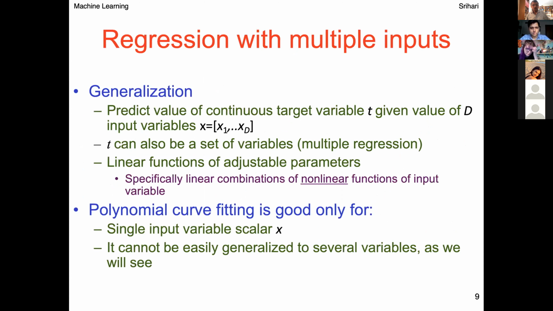So we are now looking to do a regression with not just one input, like in the polynomial regression, but with multiple inputs. We want to predict the continuous value of a target variable t given the values of d input variables x1 through xd. And t can also be a set of variables. What about the output? Does it have to be scalar? If you have 2 or 3 values you're trying to predict, then it's called multiple regression.